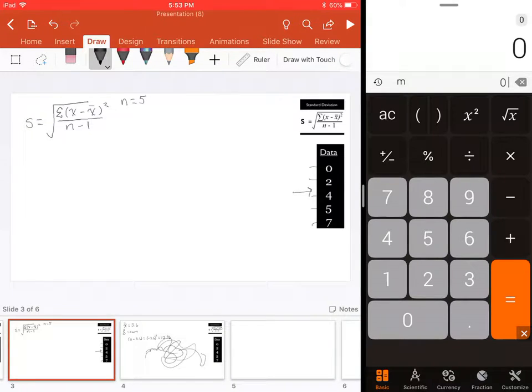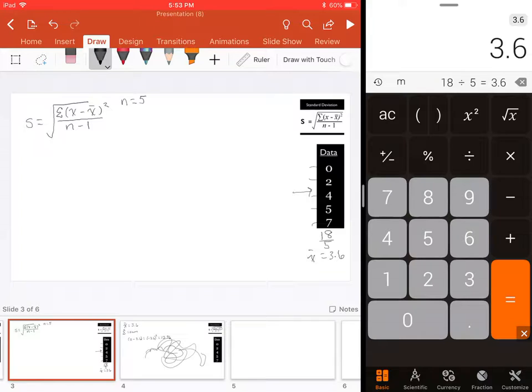Okay, to get the average, we need to add up the total from this data set. So using my calculator here, 0 plus 2 plus 4 plus 5 plus 7 equals 18, and then I need to divide that by the total number of samples, which is 5. So X bar is 18 divided by 5, which is 3.6.